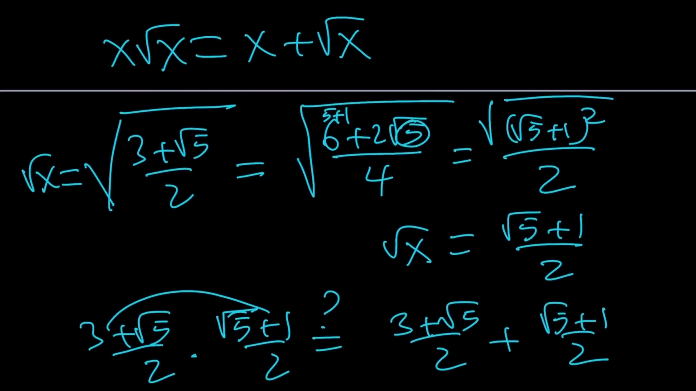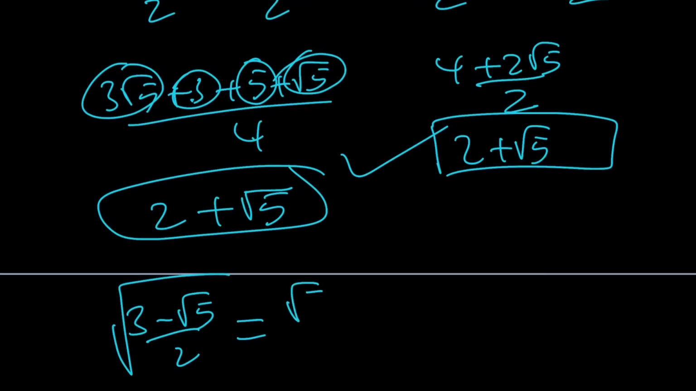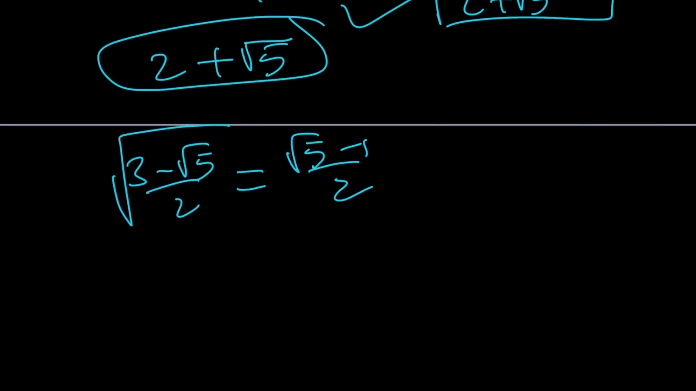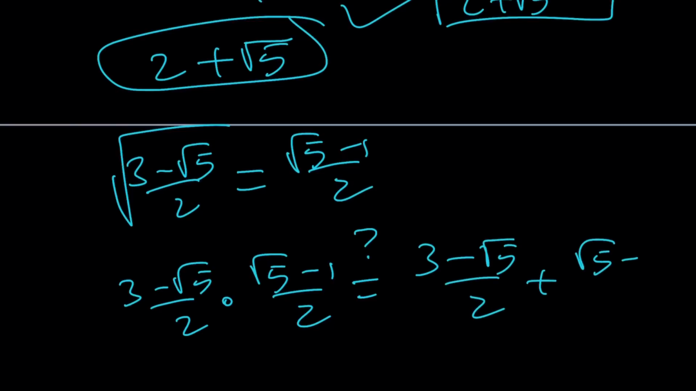You're probably going to realize it's also going to work, but if you think about the square root of this number, you're going to get, yes, root 5 minus 1 over 2. If you plug it into the original problem, x root x, which is going to be 3 minus root 5 over 2 times root 5 minus 1 over 2, is it equal to this number plus this number? Let's go ahead and check it out. It may not work, right? The product is going to give us, let's find out.